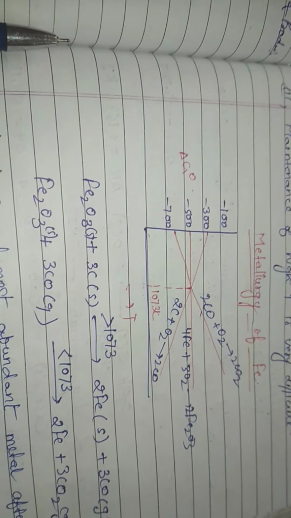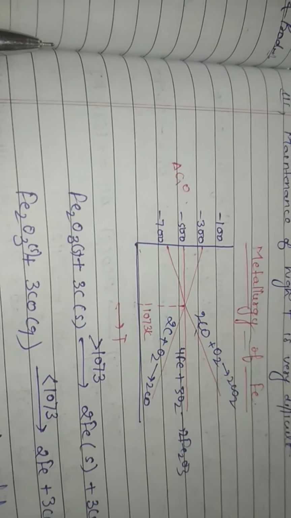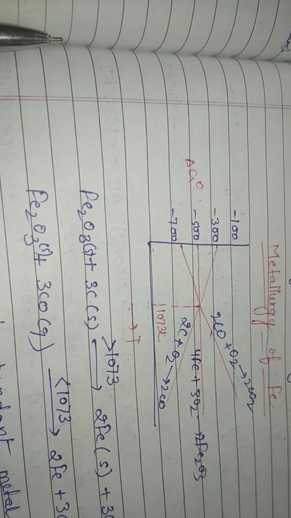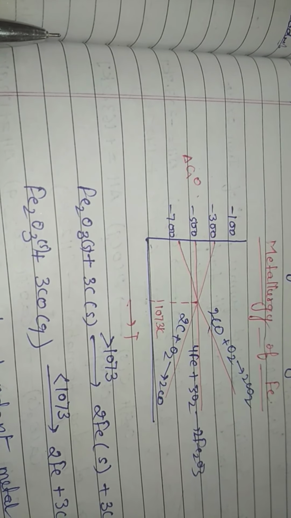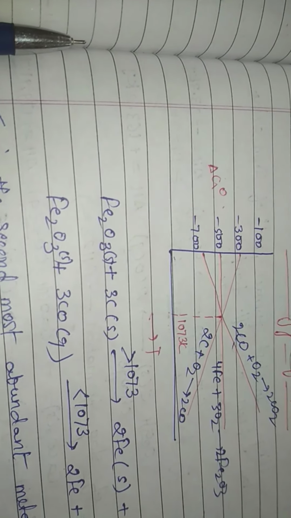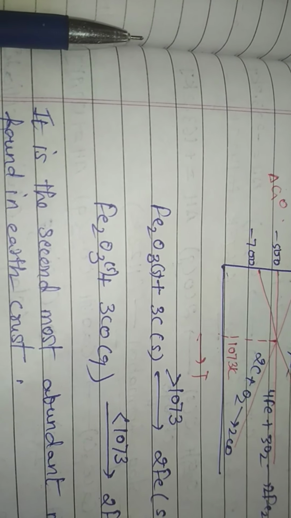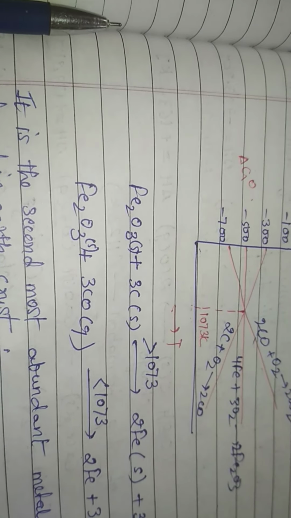Good morning, dear students. Yesterday we discussed the reduction theory on the basis of the Ellingham diagram in case of iron. We discussed that above 1073 Kelvin, the iron oxide can be reduced by carbon, while below 1073 Kelvin, it can be easily reduced by carbon monoxide. So now let's start with the extraction of iron, or the metallurgy of iron.